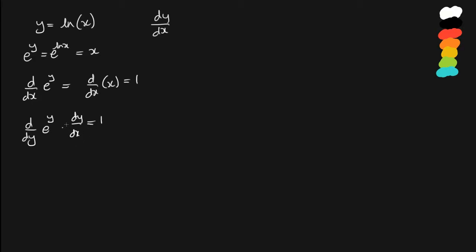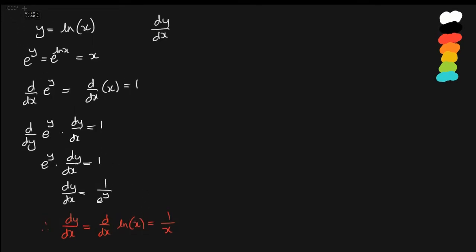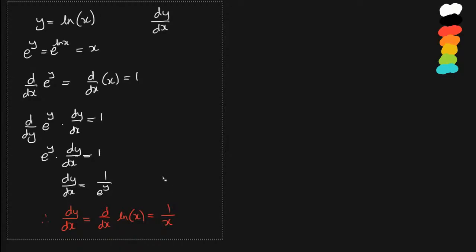And that's actually what we want to solve for, that dy dx. So d dy of e to the y is just e to the y, because remember, e to the y is its own derivative. Hence dy dx equals 1 on e to the y. But from earlier we said that e to the y equals x. Therefore, dy on dx, the derivative of log x, is equal to 1 on x. Alright, so we can use that fact to help us.